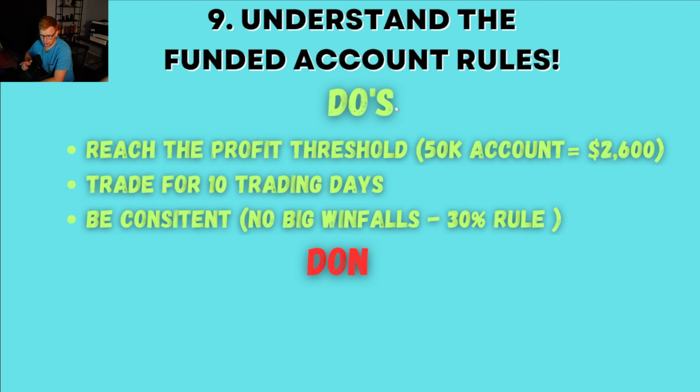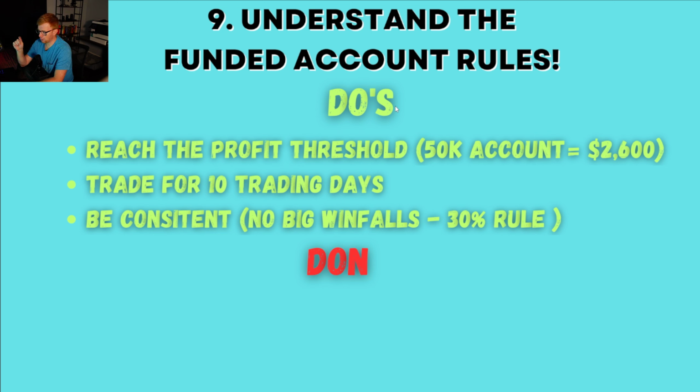And there's a couple different things that you need to be aware of on funded account rules. So first is obviously your goal now is to reach that profit threshold. And the profit threshold is different than the profit goal you had originally. It's a different amount. For example, on a 50K account, the profit threshold in order to pass your evaluation account was $3,000.